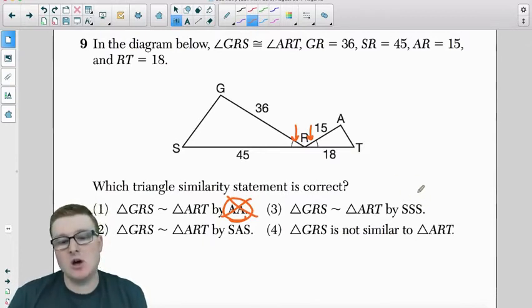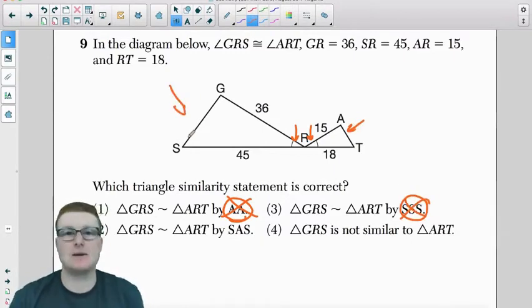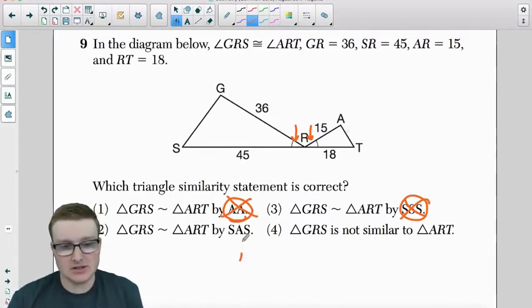Now, take a look at choice 3. We're not even given a third side, so that immediately knocks it out. We don't know what AT and GS are. Not a clue. So from here, it's either side angle side similarity or they're not similar at all.